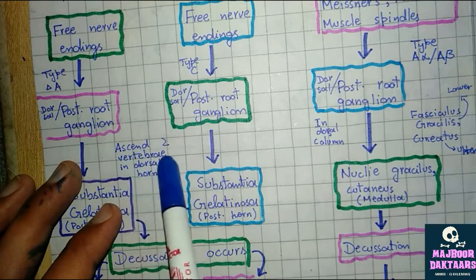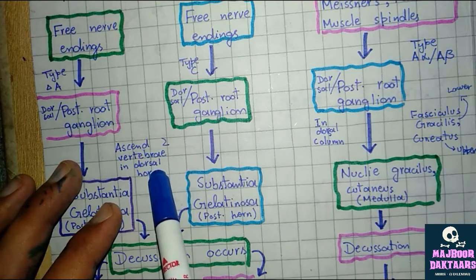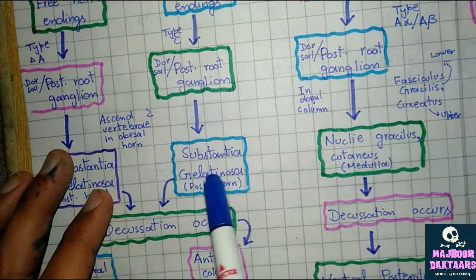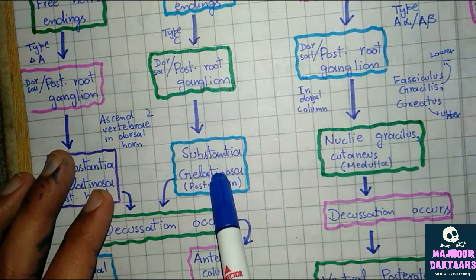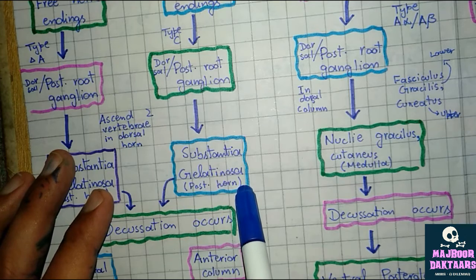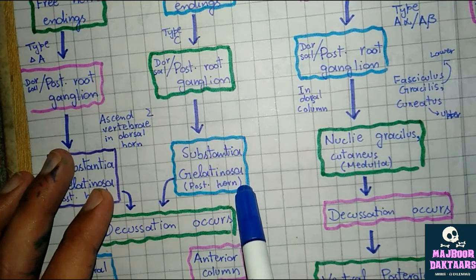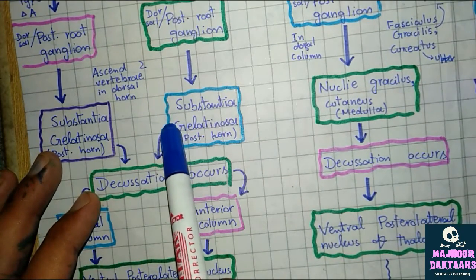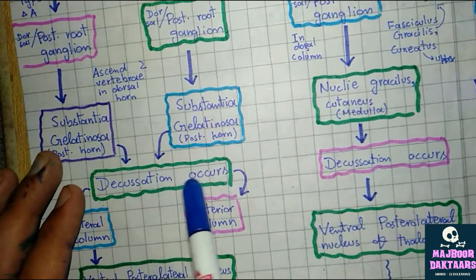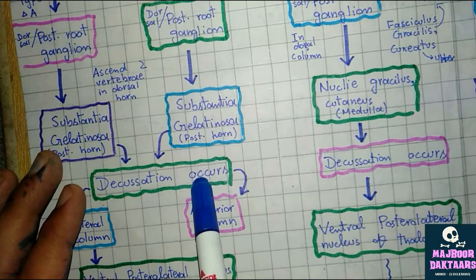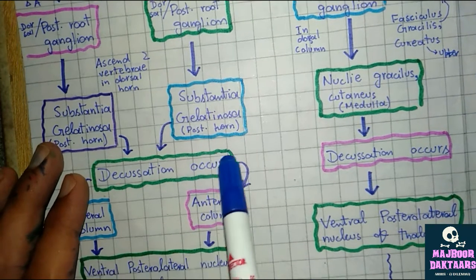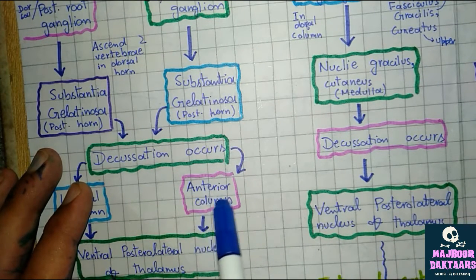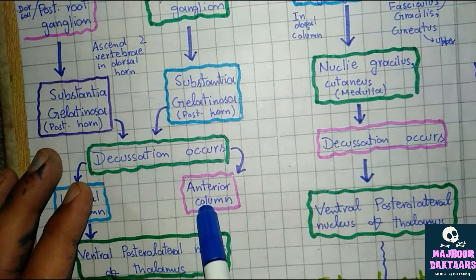So from the free nerve ending, the type C fiber goes to the dorsal root ganglion, and from there the fiber ascends two vertebrae inside the dorsal horn and then makes a synapse with the substantia gelatinosa, which I have explained are the cells in the posterior horn of the spinal cord. These are the second order neurons. The fibers from these neurons decussate. Decussate means the fiber from the right side moves toward the left side and vice versa. After decussation, they ascend towards the brain in the anterior column of the white matter of the spinal cord.